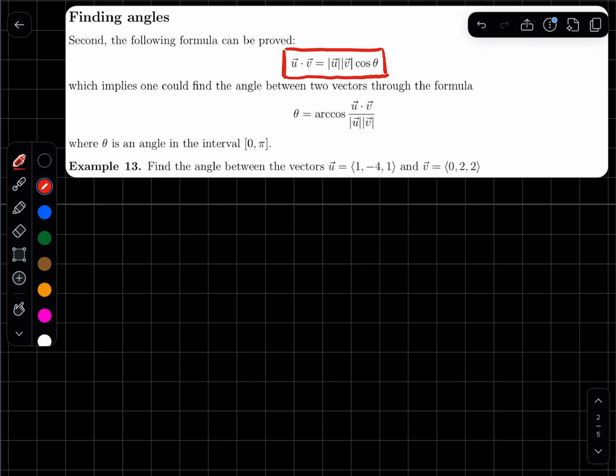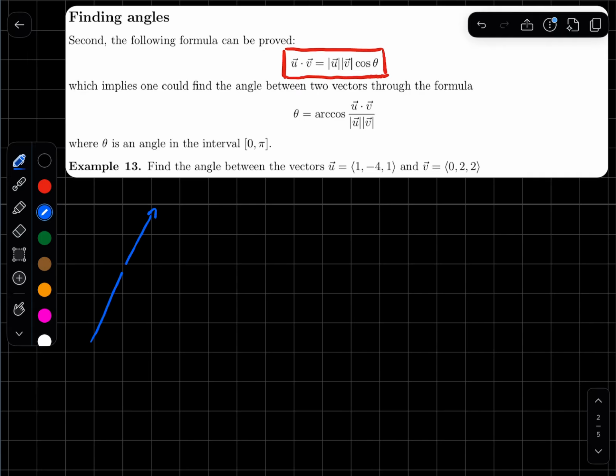But with this formula, first of all, what's it saying? Left-hand side is the dot product of u and v, so you calculate it in this way that we just talked about. Right-hand side is magnitude of u, so square all of the coordinates, add them, take the square roots. Same for u, same for v. And then multiply by the cosine of the angle between the two vectors.